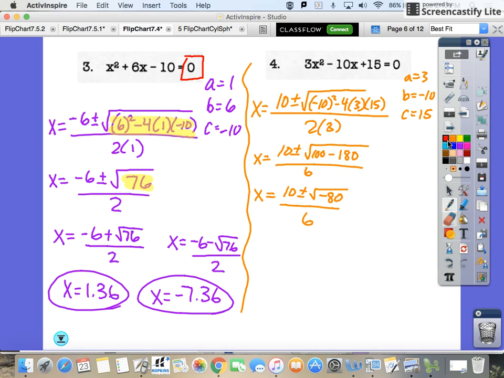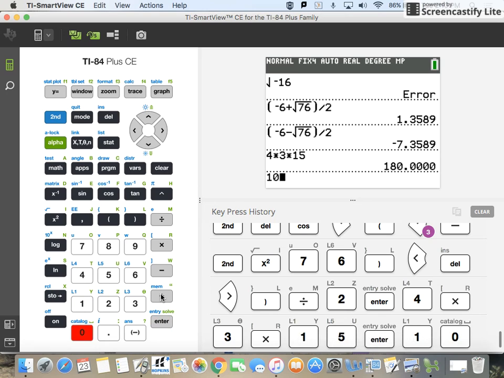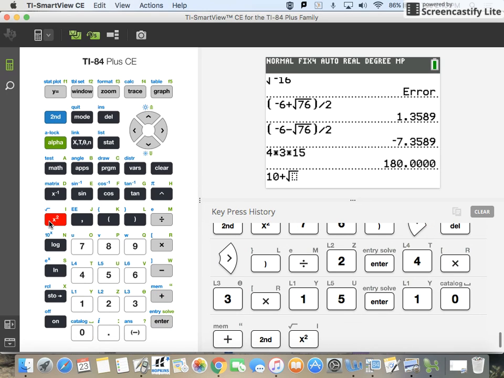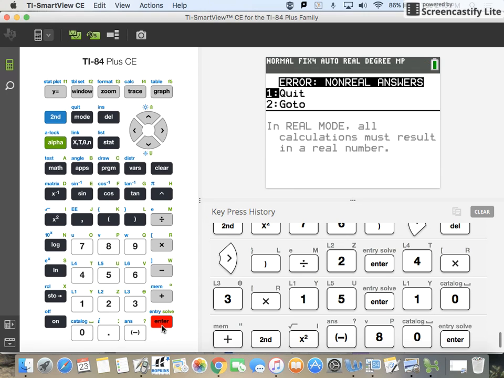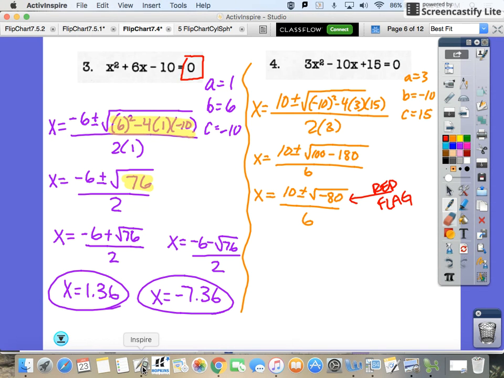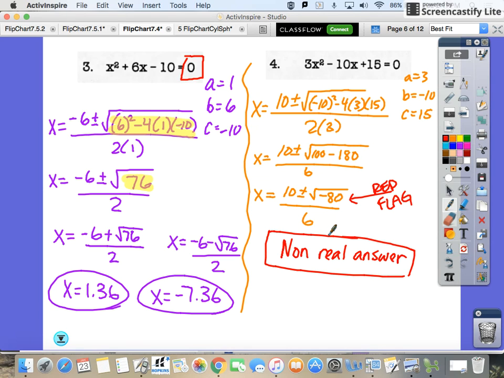Here's a big red flag right here. Because that equals a negative inside the radical, if you type that into your calculator, it's going to say non-real answer. So 10 plus the square root of -80. It's already telling us we can't do anything with it. So for now, we are going to say non-real answer. Next, in the next section, we'll know how to deal with this. But for right now, we're just going to call it good.